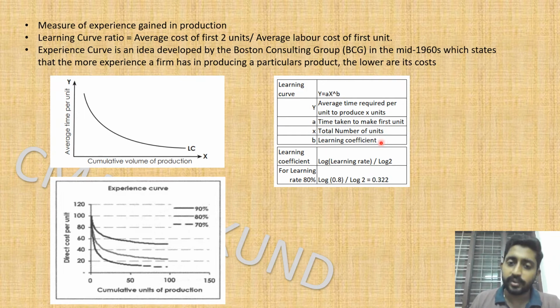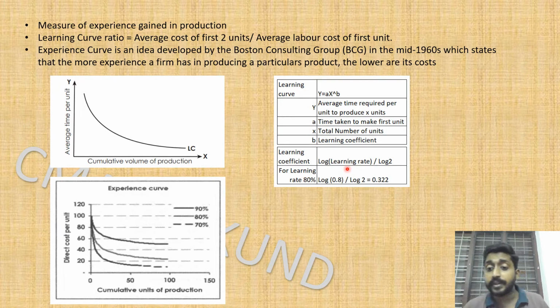Okay, so what is this learning coefficient? The learning coefficient formula is log of learning rate divided by log 2. So what is learning rate? Learning rate is the rate at which the learning occurs. For a company, for example, 80% is the learning. Which means at every point of time, at every unit they produce, 80% will be the time taken for the next batch. Okay, so first it is 10 units, first unit 10, for the 2 units, it will be 80% of 10, which means the average is 8. That is the learning, that is the average time.